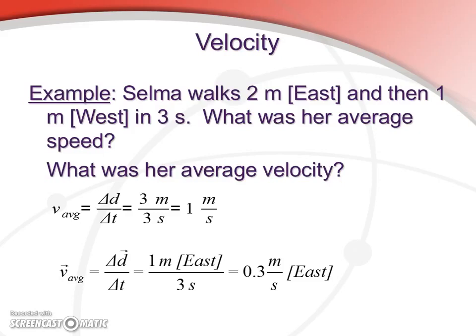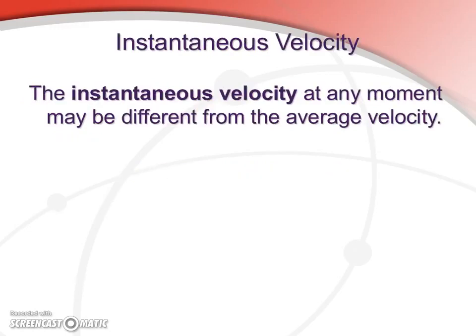And here's where it gets interesting. Her average velocity is very different. So her displacement is just 1 meter east. And that took her 3 seconds to get there. So 1 over 3, 0.3 meters per second east is her average velocity, even though she was never going that slow. Okay, so this gets us to a different definition. Instantaneous velocity versus average. The instantaneous velocity may never be the same as the average velocity.